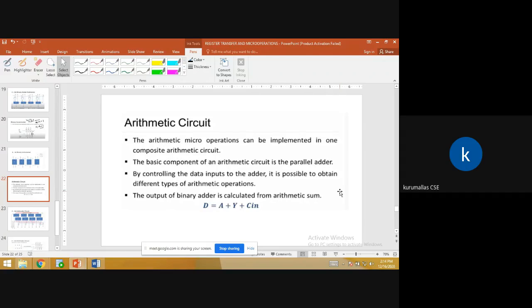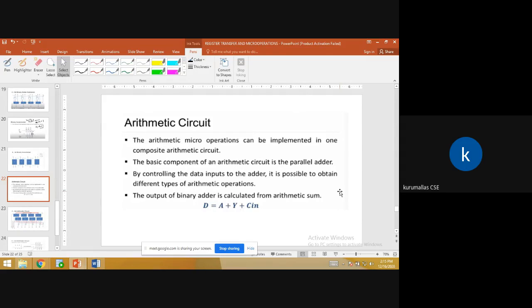Okay, so how we are taking that adder, we will see. By controlling the data inputs to the adder, when we are applying some inputs, S0 and selection inputs to the adder, it is possible to obtain different types of arithmetic operations. How it is performing different types of arithmetic operations by using different types of input selections, we can see later, right?